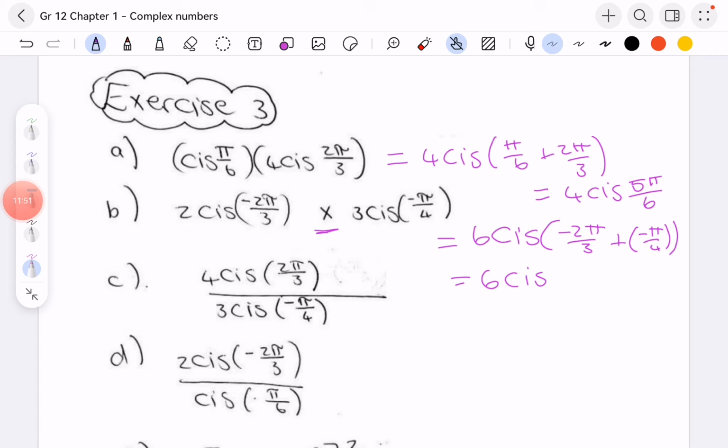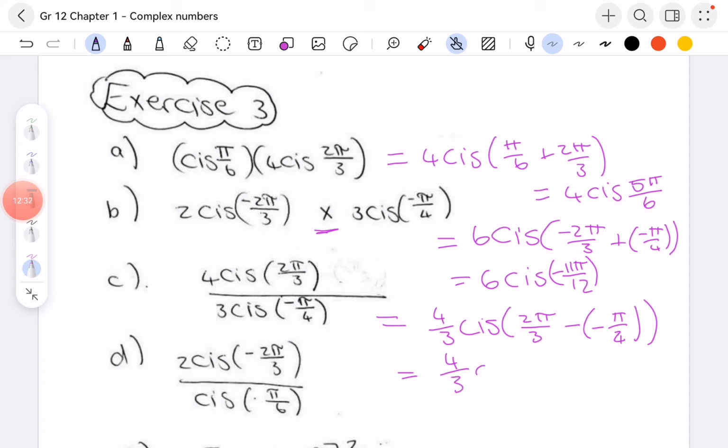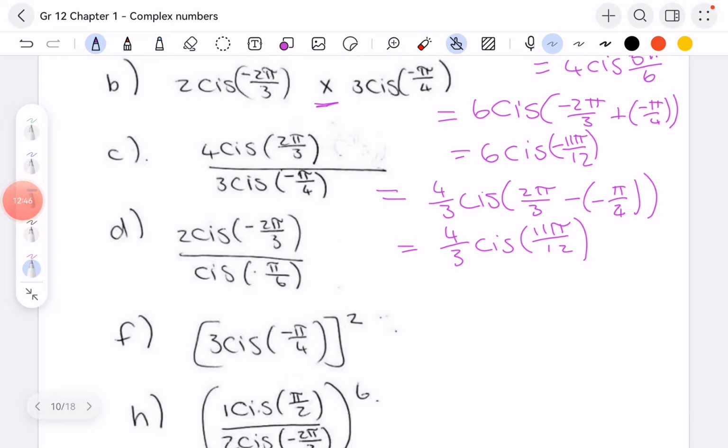I'm going to get 6 cis 11 pi. I'm going to get 6 cis negative 11 pi over 12. For number C, if I'm dividing my R values, and the angles I'm going to subtract top minus bottom. And I'm getting 4 over 3, 7 pi over 12. Same for this one. 2 divided by 1 is 2 cis, and I'm going to subtract the angles top minus bottom, and I can just simplify that.